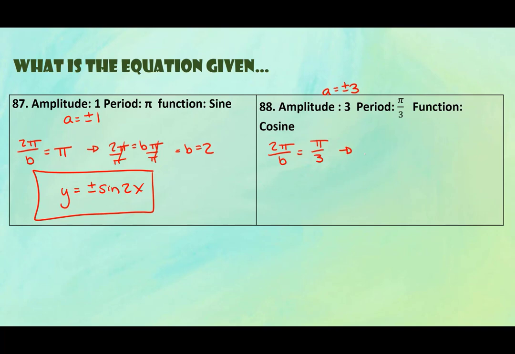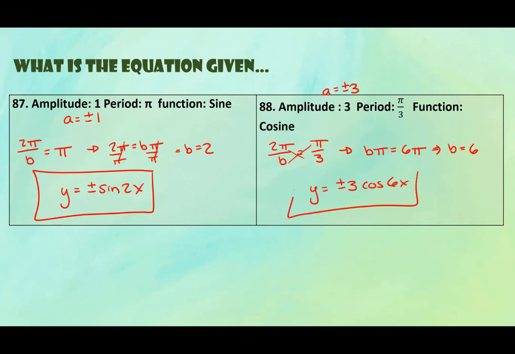So I'm actually going to multiply both sides. Oh, actually, I can cross multiply here. Don't let any other math teachers know that I just said cross multiply. So now we have b pi is equal to 6 pi, because 2 pi times 3 is 6 pi, which means that b is equal to 6. So now we have a, we have b, and we know it's a cosine function. So now we know that y is equal to plus or minus 3 cosine of 6x.